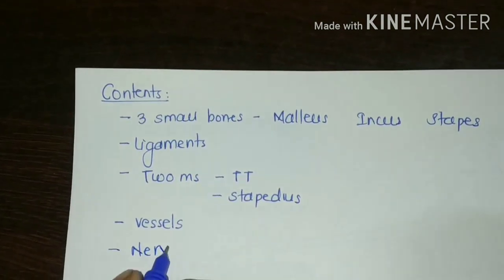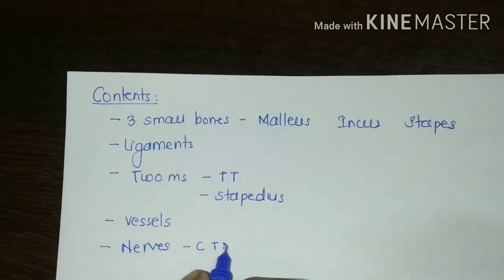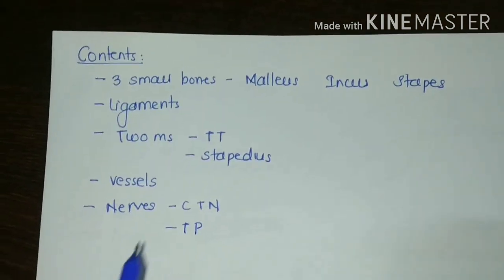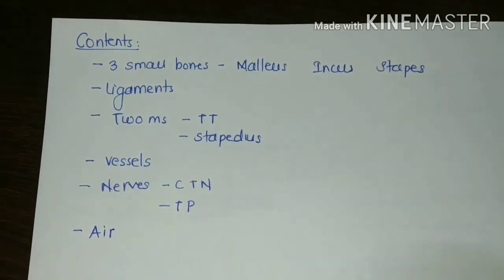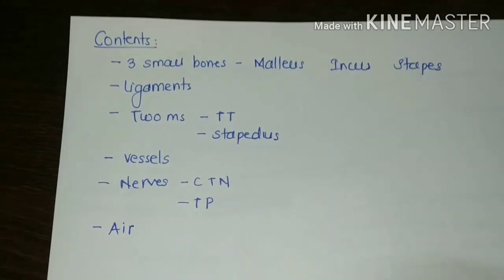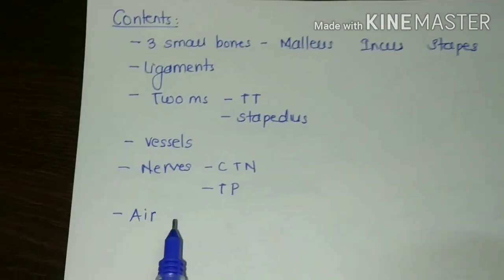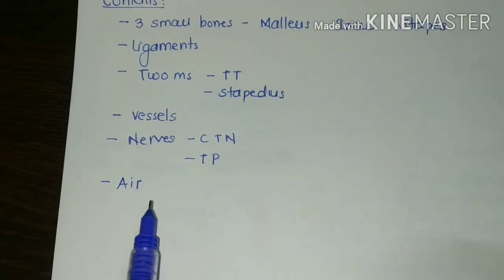Then there are nerves, mainly the chorda tympani nerve and the tympanic plexus. Apart from it, it also contains air. So these are the contents of middle ear cavity. Some of the contents we are going to see in detail.